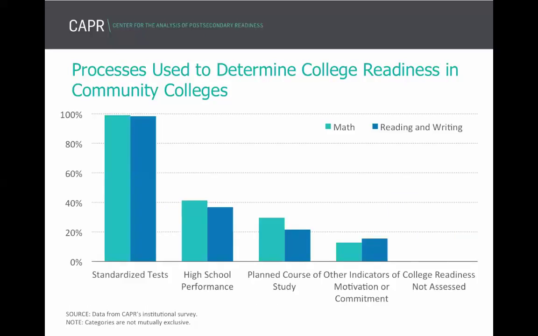And when they asked which measures were being used in addition, almost everybody was using the standardized tests, but about 40% were using some information from the high school transcript. In some cases it was GPA, in some cases it was course grades, and that's the second most common measure used from the high school record. In a number of cases, they were also looking at the student's planned course of study, and especially as we look at some of the changes going on in math pathways, we see different math courses being offered to students with different intended majors or programs of study. And then a few of them were looking at other indicators of motivation or commitment. Typically that would be some kind of non-cognitive assessment, and we'll talk more about those as well.